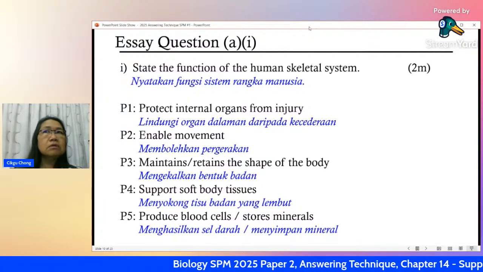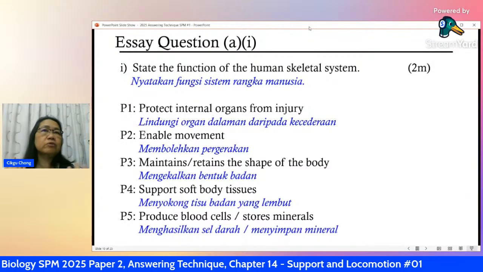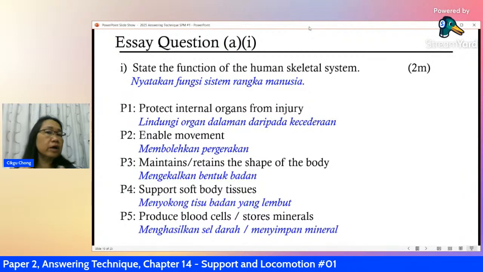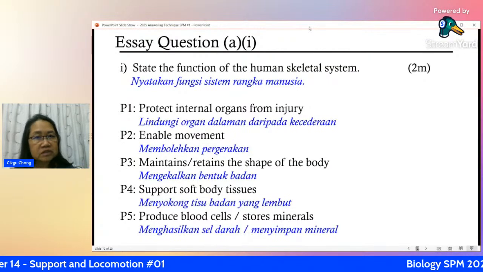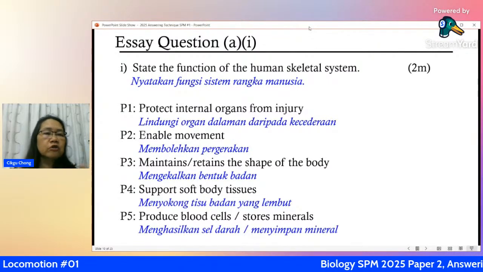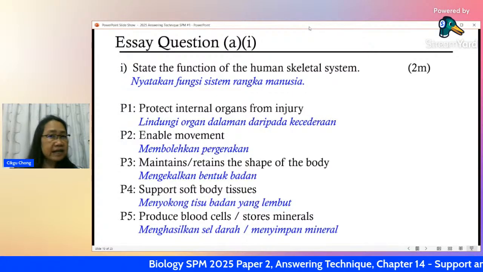Our human bone produces blood cells, including the red blood cells, the white blood cells, and also the platelets. And besides that, it also stores minerals. Okay, so any 2 from the 5. All right, so memorize all this. These are all standard answers.